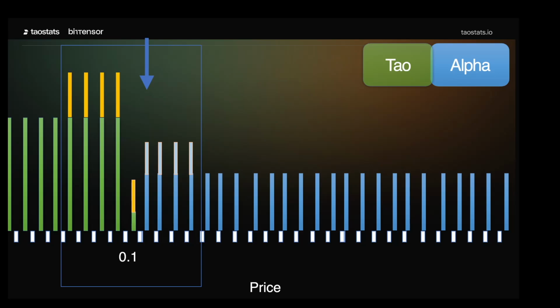In my next video, I'm going to show you how you can set positions using Taostats.